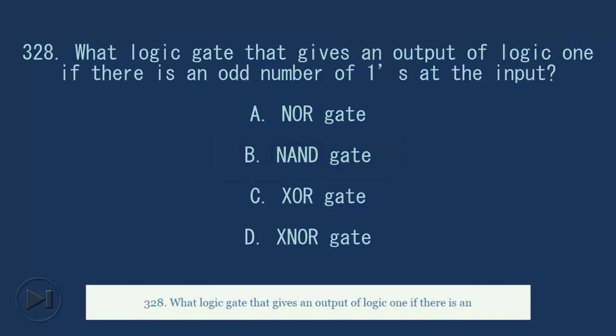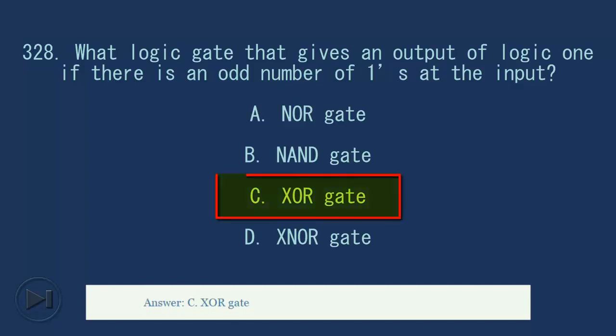328. What logic gate gives an output of logic 1 if there is an odd number of 1s at the input? A. NOR gate. B. NAND gate. C. XOR gate. D. XNOR gate. Answer, C. XOR gate.